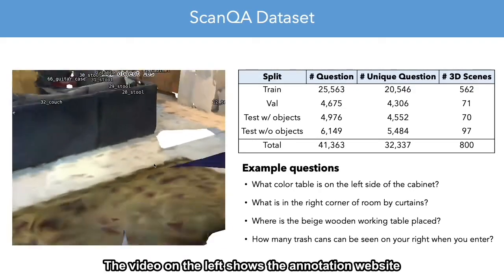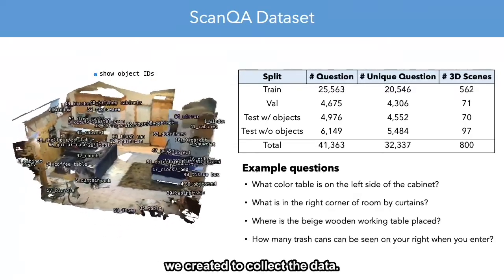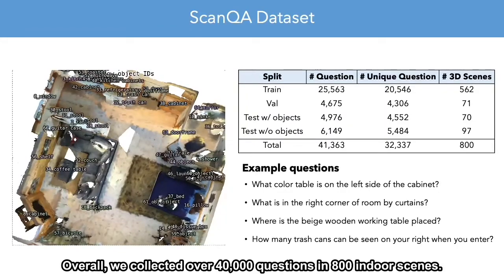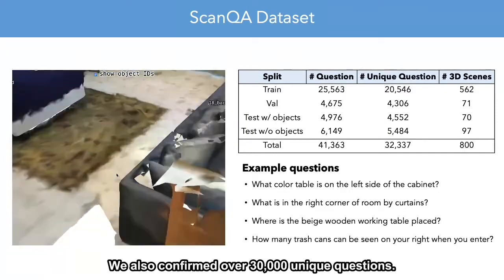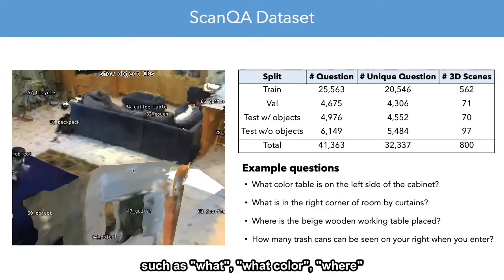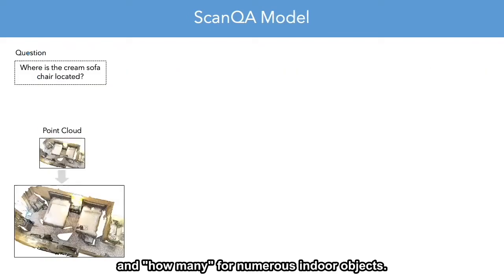The video on the left shows the annotation website we created to collect the data. Overall, we collected over 40,000 questions in 800 indoor scenes. We also confirmed over 30,000 unique questions. Our dataset covers various types of questions, such as what color, where and how many, for numerous indoor objects.